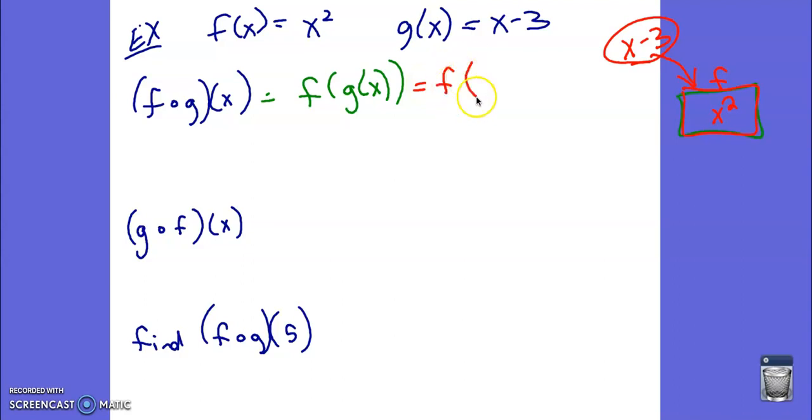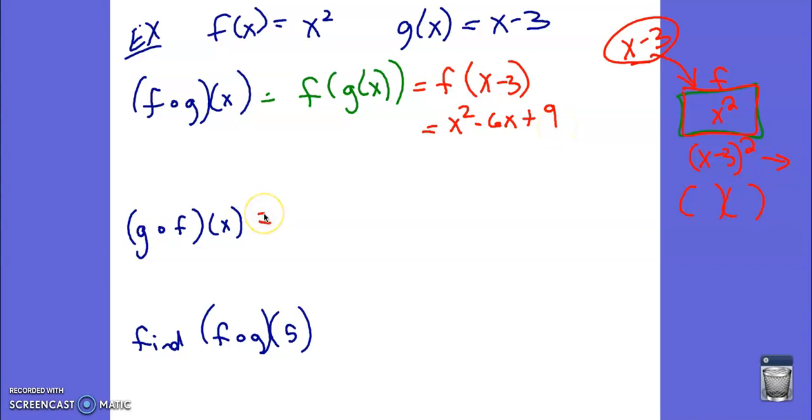So this is f, and then we're putting in x minus 3. When you replace x with x minus 3 right here, remember to write this twice, and then FOIL it. This is going to give you x squared minus 6x plus 9.